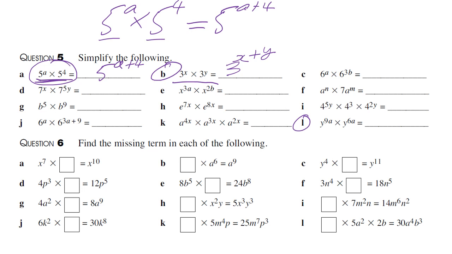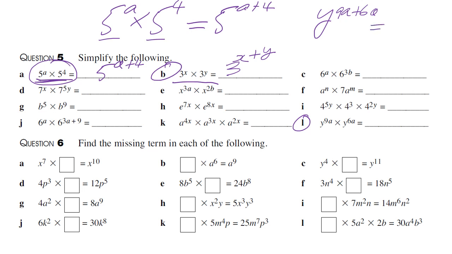Let's do the hardest one. Let's do L. Okay, so if I have y to the power of 9a times y to the power of 6a, what do you do? I know they have the same base, which means my answer will be y to the power of something. What would that something be? The something would be the sum of the two powers, right? So it will be y to the power of 9a plus 6a.